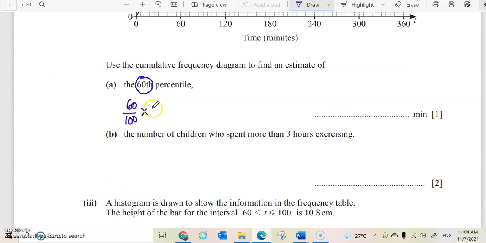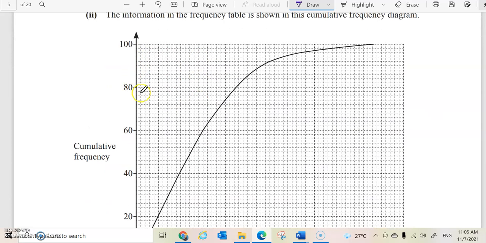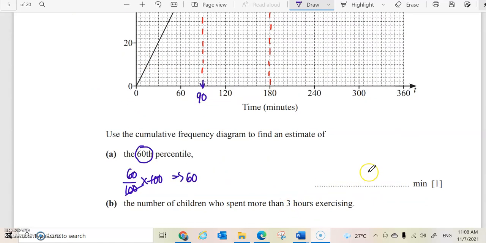So kita kena darab dengan 100. So maksudnya nanti kita akan tengok pada 60. Okay, 60 pada paksi Y. Okay, kita tengok paksi Y 60 here. Okay, and make a line at 60 and then go to part time here. So we get 90, okay, 90 minutes.